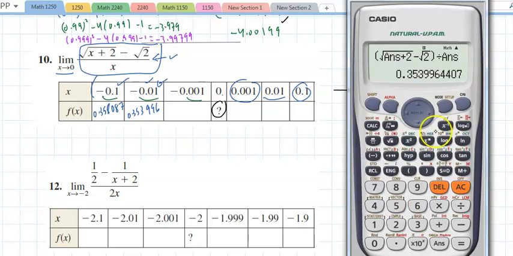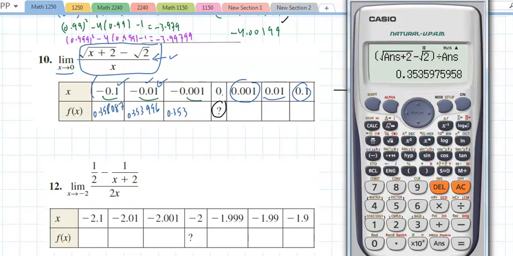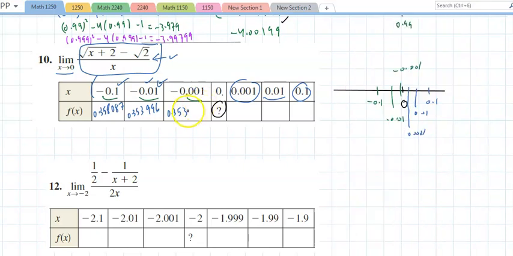And when I get to the negative 0.001, go back once, hit equal, there it is. 0.3535976. Now, do you notice all of these numbers are from the left?